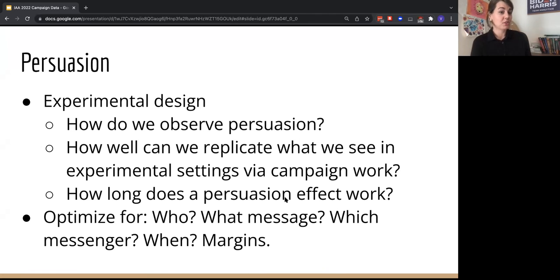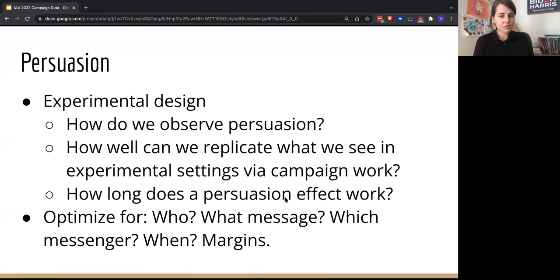If I persuade you to vote for my candidate in April, are you going to remember that in November? Is somebody else going to have persuaded you back the other way by November? What are the probabilities of all of those things happening? So there's lots of different ways we can optimize that whole problem set.